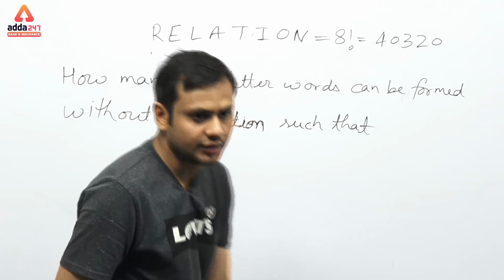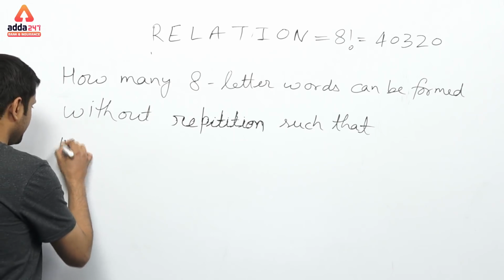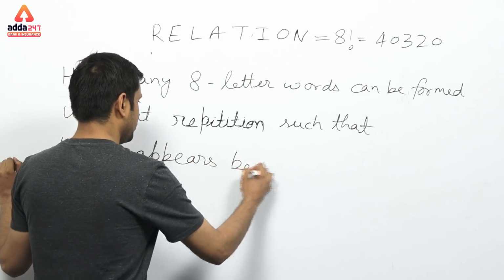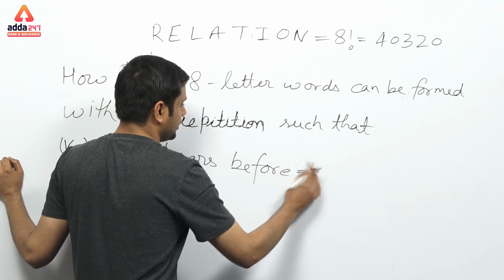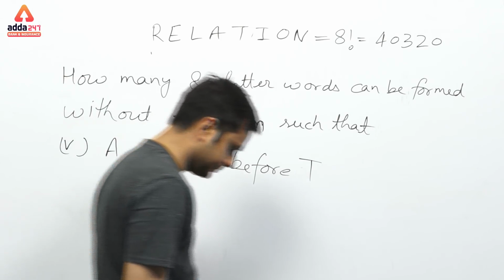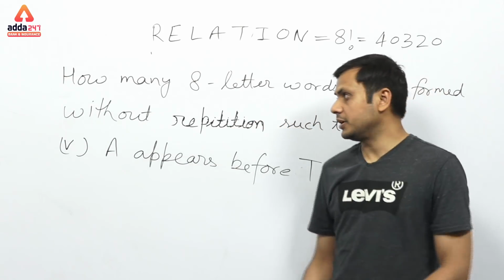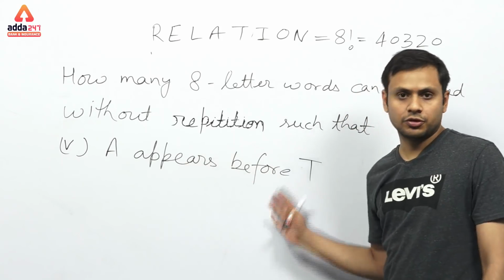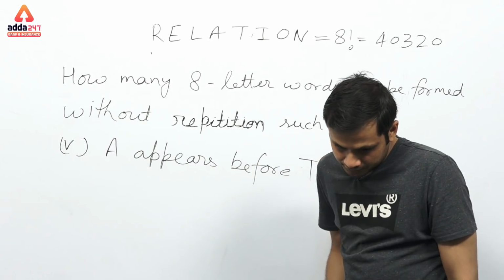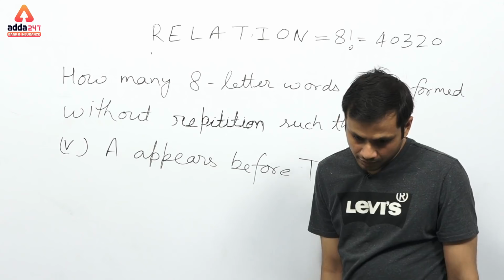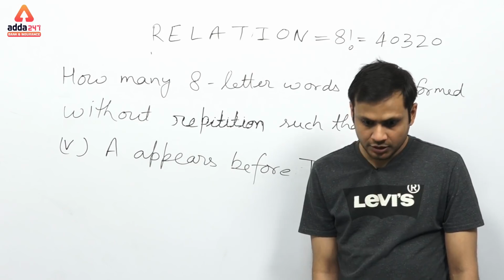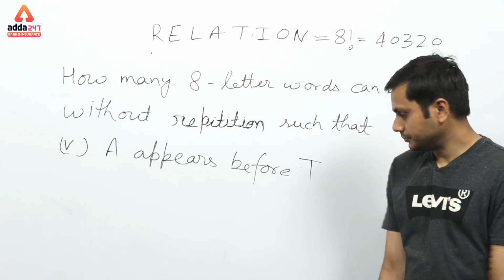That is the fifth part, A appears before T. So we need to count the number of words in which A appears before T. Yes, guys, try to solve this one. We don't know how many letters are between A and T, but A appears before T. Okay. So A appears before T.